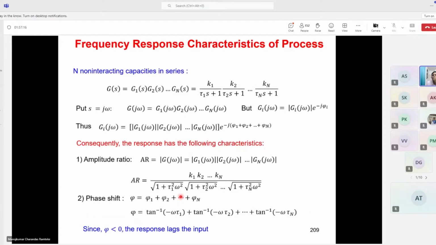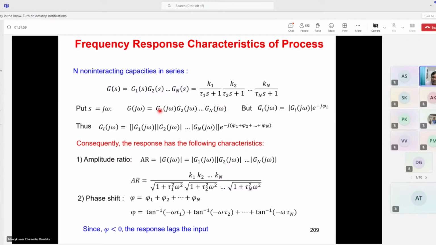Now let's look at n non-interacting capacities in series. When I have n non-interacting capacities in series, we have G1(s), G2(s), up to Gn(s). Let's say all these individual capacities are first order processes. These are given by K1 divided by (tau 1 s plus 1), times K2 divided by (tau 2 s plus 1), and this multiplication continues all the way to Kn divided by (tau n s plus 1). Now in this case, if I replace s by j omega, G of j omega will be given as G1 of j omega times G2 of j omega, and the multiplication continues all the way to Gn of j omega.